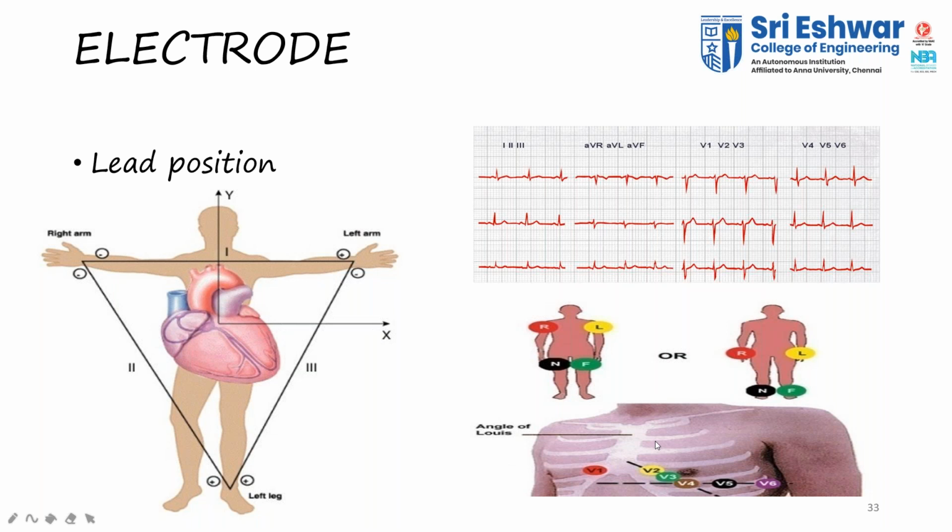These rib cages are also taken into consideration for placing electrodes. That is a reference point. Okay, the ribs are the reference points. Rib 1, rib 2, rib 3, like that. We are going to place our electrodes over the chest.